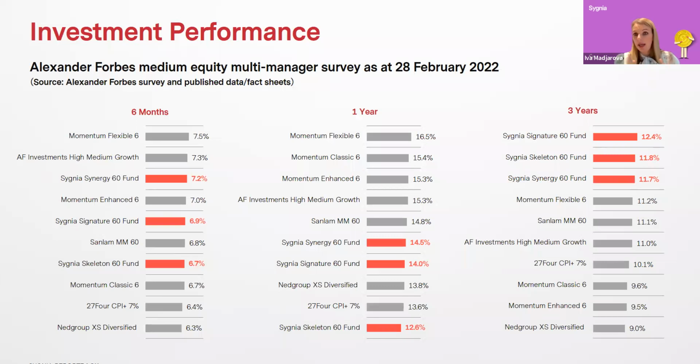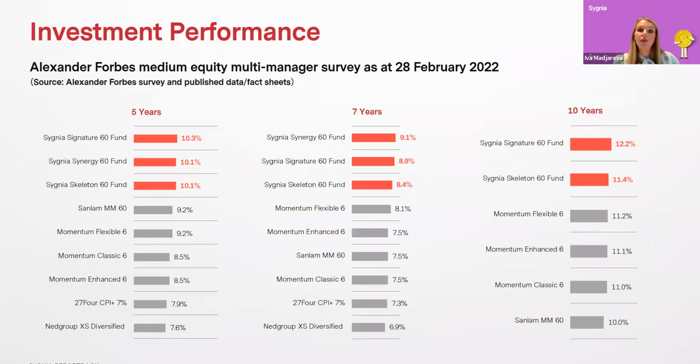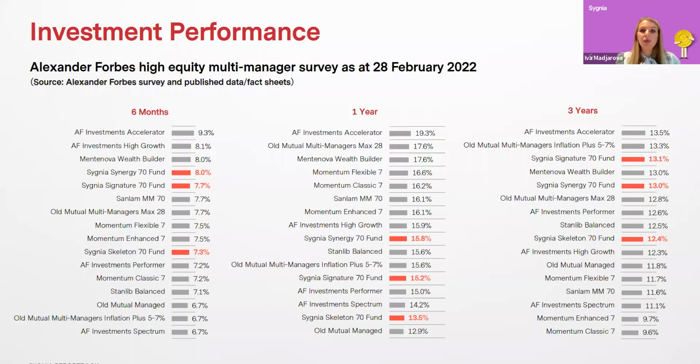And again, exactly the same reasoning comes down to property and the type of equity exposure on the South African side. But focusing on the longer term, you can see over 3 years, these were the 3 best performing portfolios. And again, over 5, 7, and 10 years. And then the most important portfolio, arguably, is the 70 portfolio. This is the portfolio that most members spend the majority of their working lives being invested in.